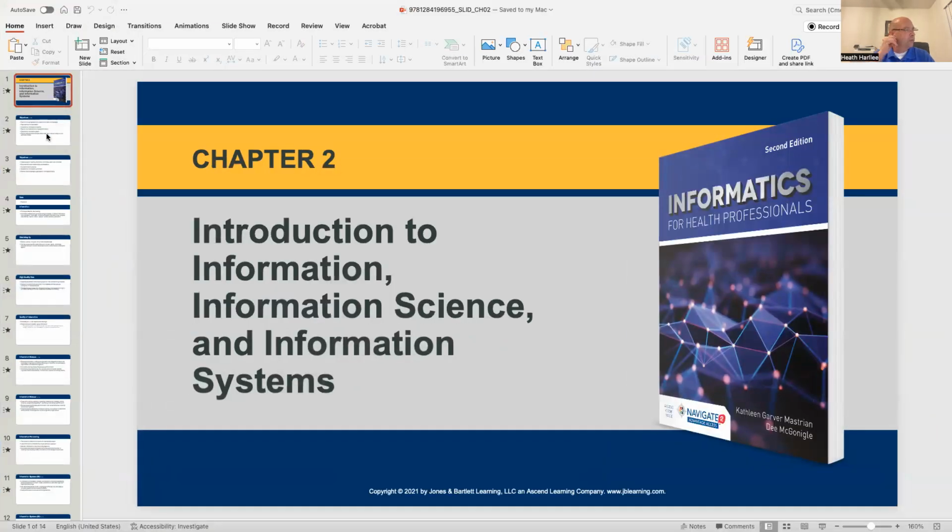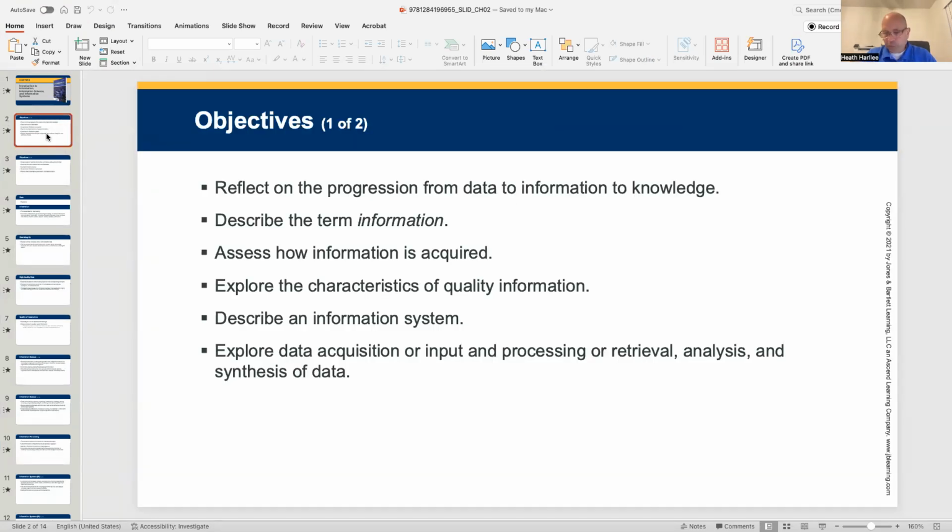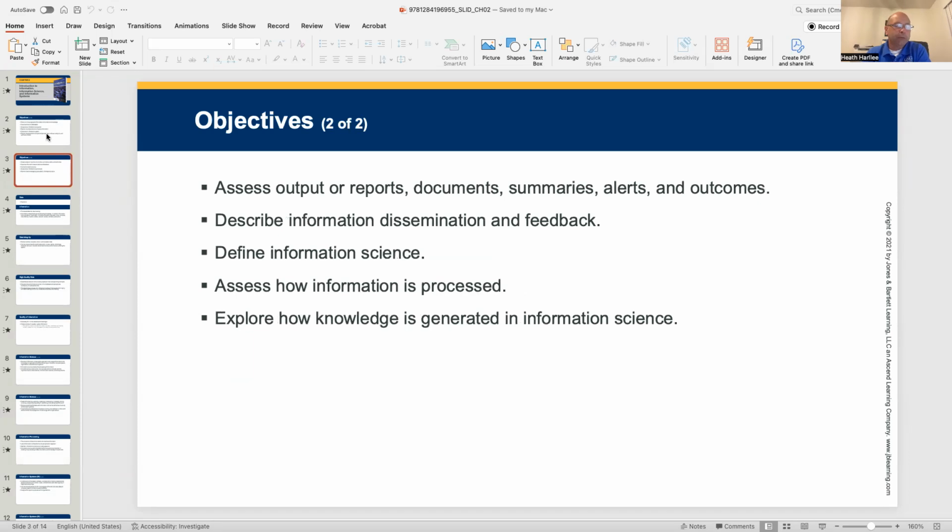So when we look at chapter 2, it's an introduction to information science and information systems. I started to explain a lot of this in the first set of slides, but then I was thinking, oh, it's going to come up. So by the end of chapter 2, we're going to reflect on the progression from data to information to knowledge. We're going to understand what information is, assess how information is acquired, explore quality information, describe the information system, and explore data acquisition. I'm going to run through these slides a little faster because we still have one more set of slides, and I don't want to talk you to death here.